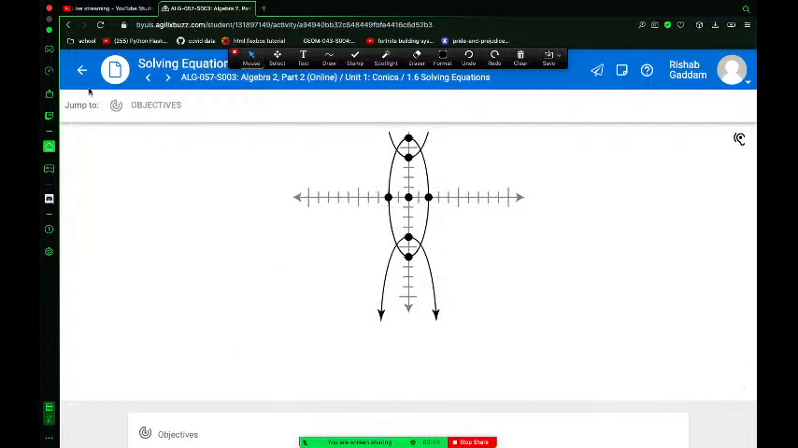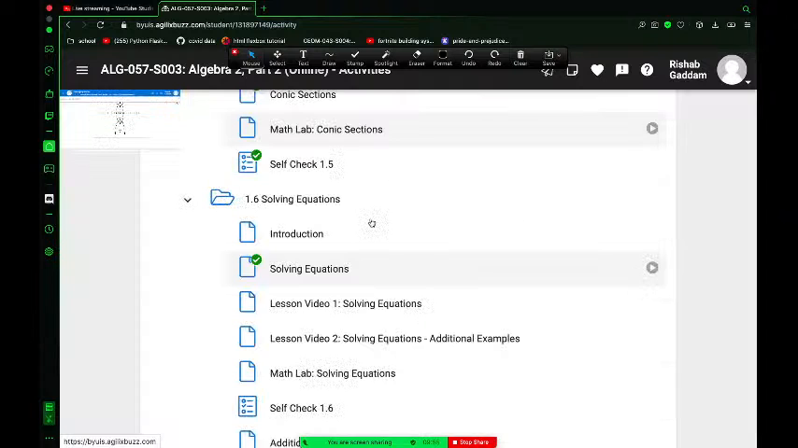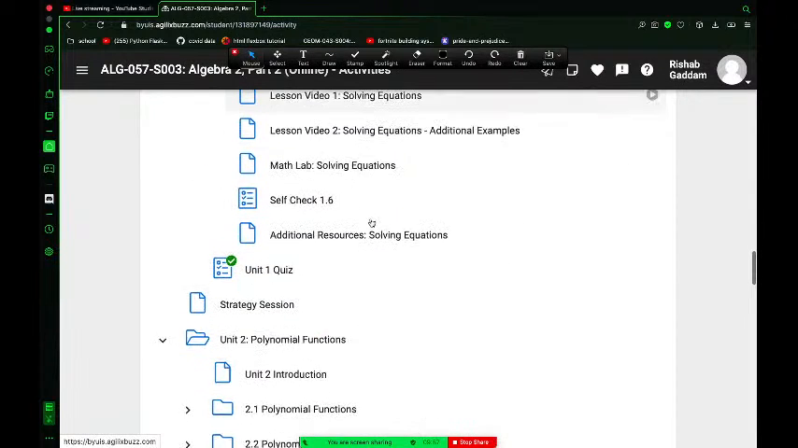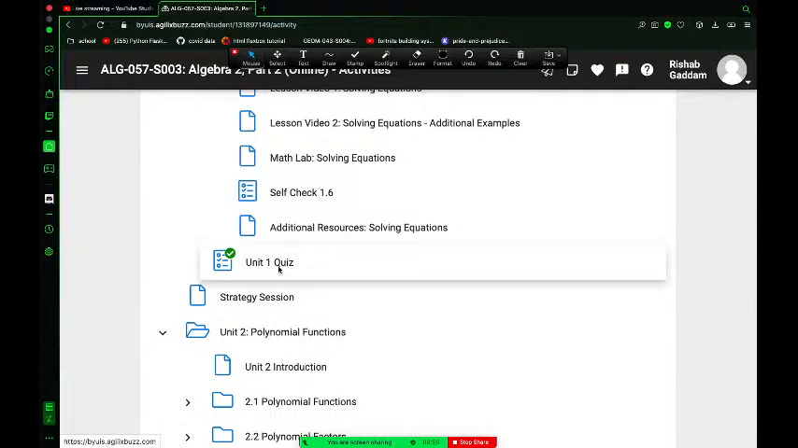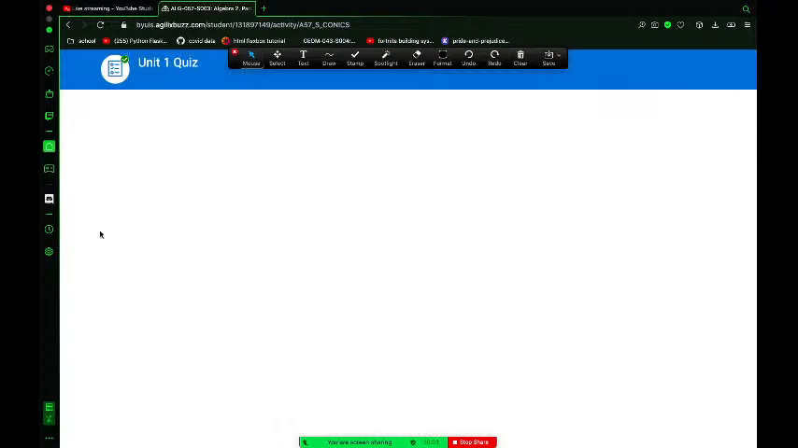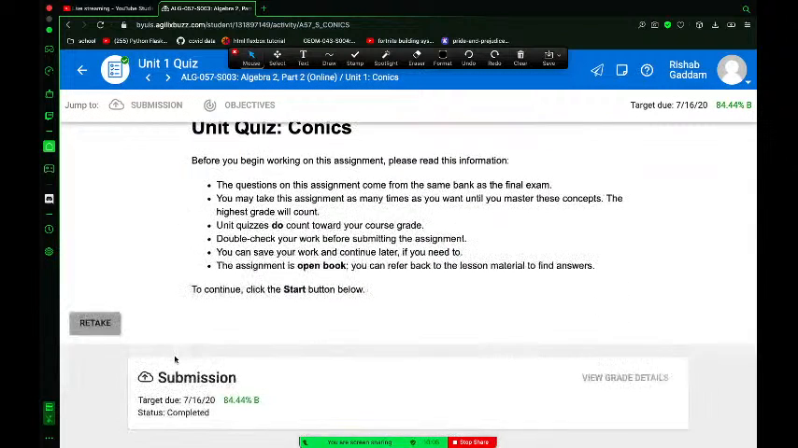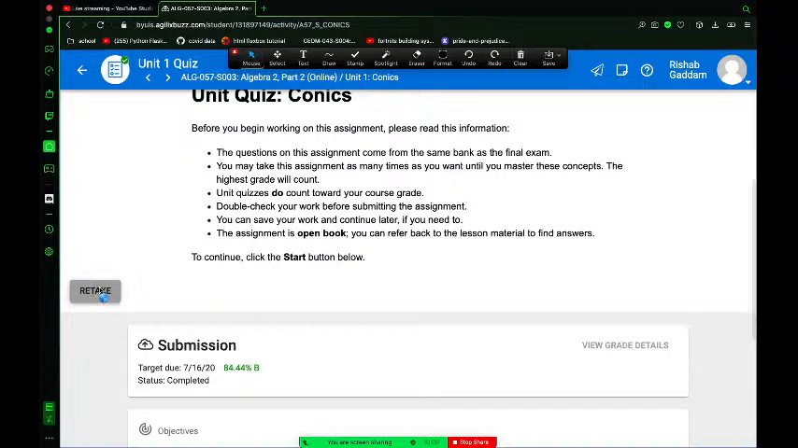So I think we're ready to go on to the unit quiz. So yeah, let's do that. Solving equations is pretty easy. So unit 1 quiz. Let's start doing this, and we won't finish all of it here.